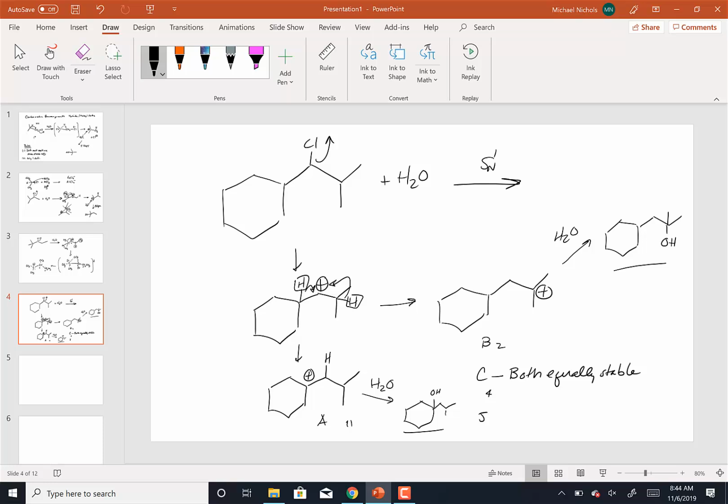And I think I bought molecules to try and actually see when this happens and when it doesn't happen.